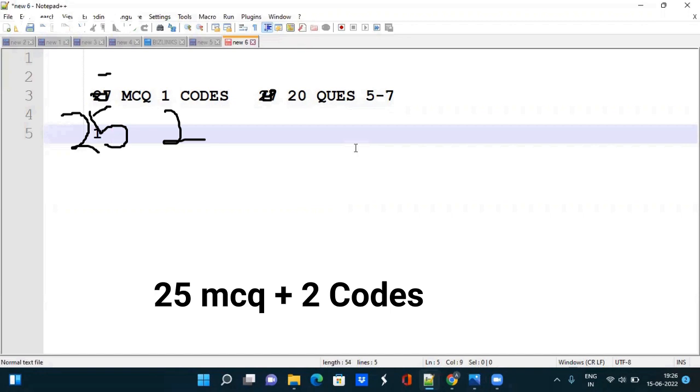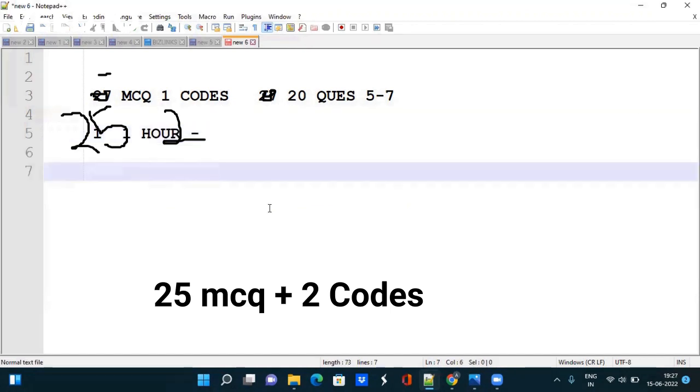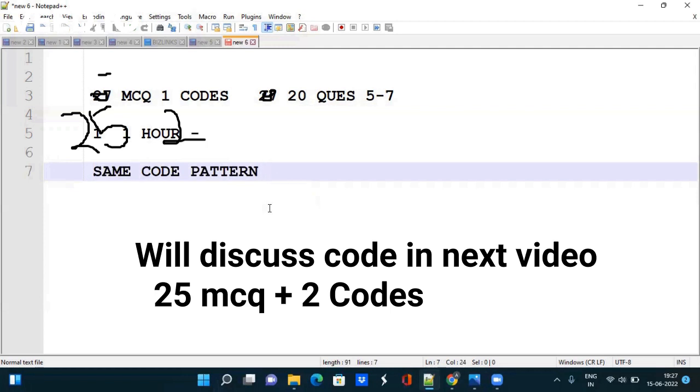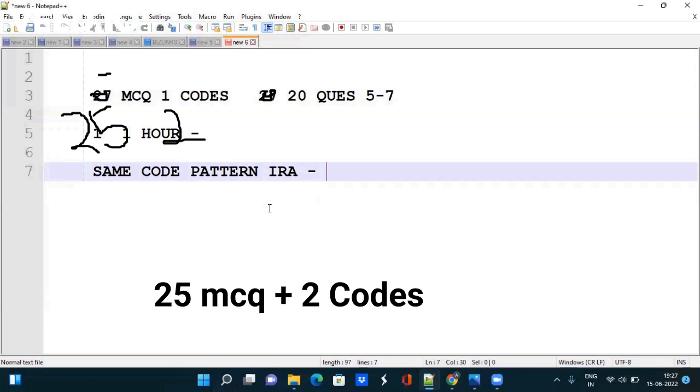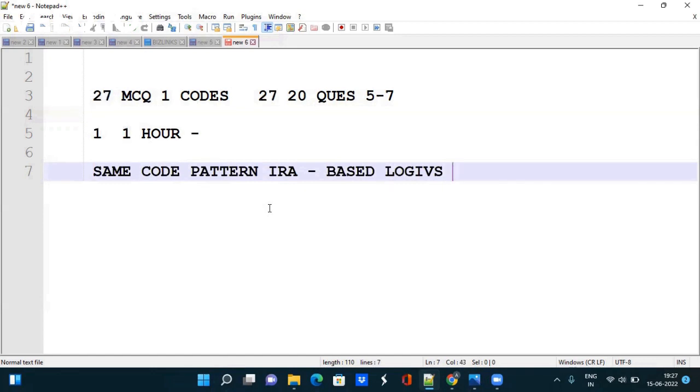One more thing was that they gave only 1 hour, so it was very difficult for anybody. The lesson we can learn from this DCA Java exam is that they might ask the same code pattern in the next exam also. Like in every IRA, they used to ask the same question based on the same logic, only names and values changed and the logic was the same. So I think in the upcoming DCA exams, they might ask the same code pattern, okay?